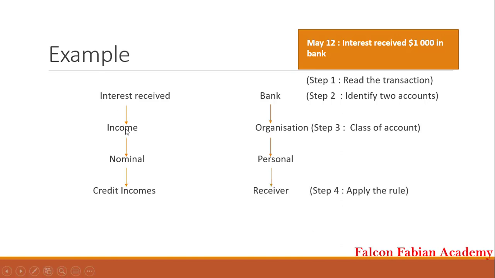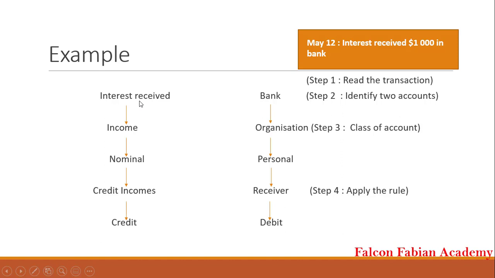So interest received is an income, and income comes under the category nominal account, and you credit all incomes. Bank is an organization. Organizations, firms, individuals come under the category personal account, and bank is receiving the money. So we are going to credit interest received and debit bank.